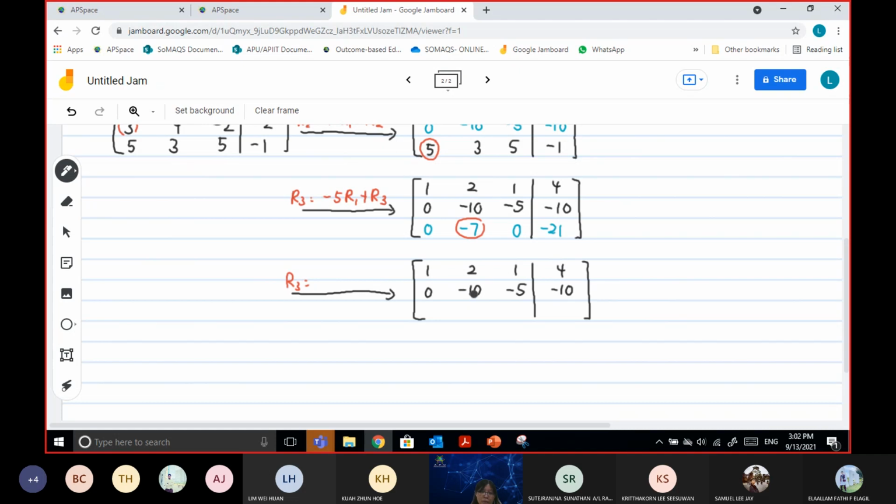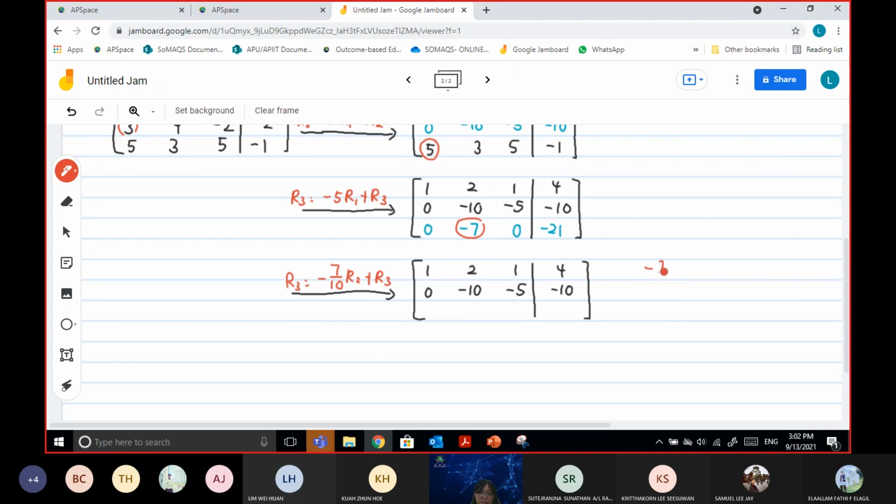Okay, so since I need to do it using the second row, maybe what I can do is, for the negative 10, how do I make it a positive 7 so that when I add it with negative 7, I get a 0? So I will multiply by negative 7 over 10, then multiply by 7, R2 plus R3. I divide by 10 so that the 10 becomes 1, then I multiply by negative 7, so I get a positive 7.